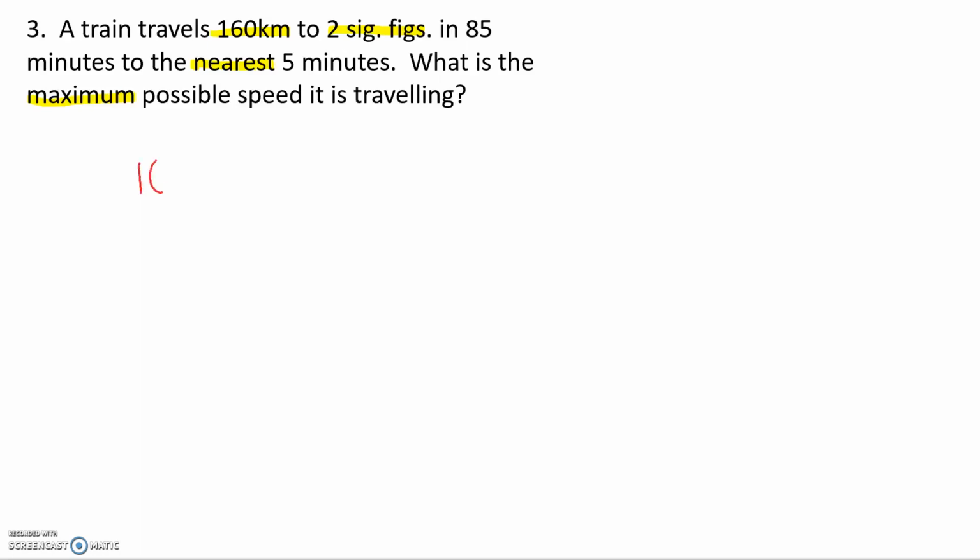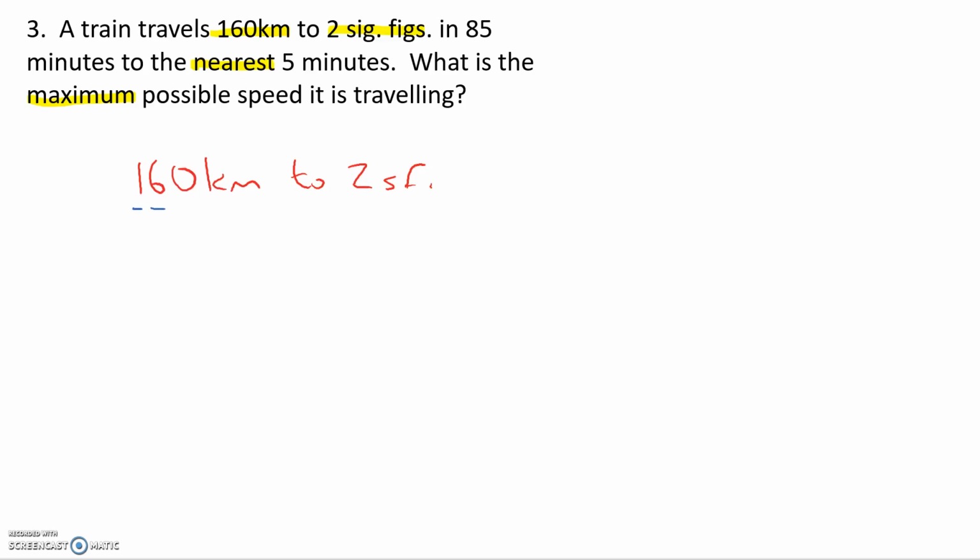If the train travelled 160 kilometres, we'd assume we'd know that exactly. But 160 kilometres to two significant figures, what does that really mean? Well, this is the first significant figure, this is the second significant figure. The second significant figure here is the tens column. So it's really telling me that this is 160 kilometres to the nearest 10 kilometres.